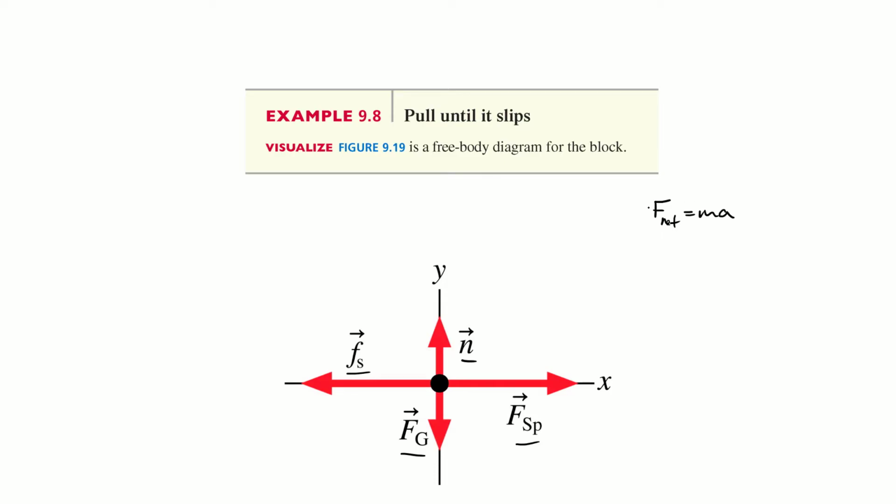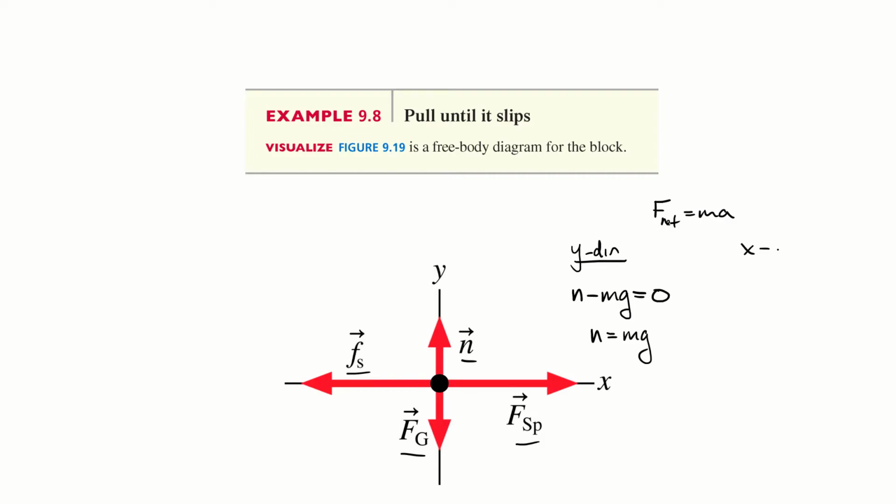If we look in the y direction and analyze this, we have the normal force minus gravitational force, because those are the only forces in the y direction, is equal to 0 because it's not accelerating up or down. And we have the normal force is equal to mg.